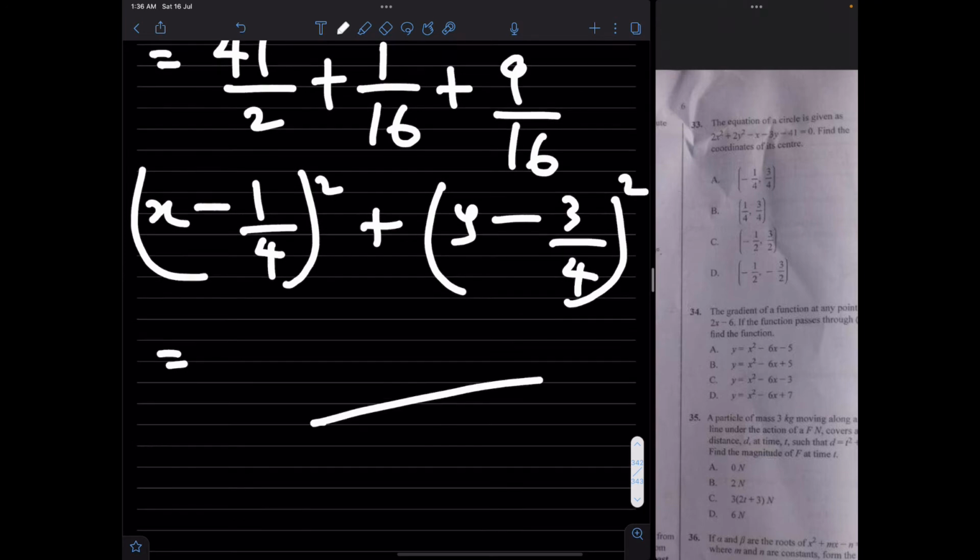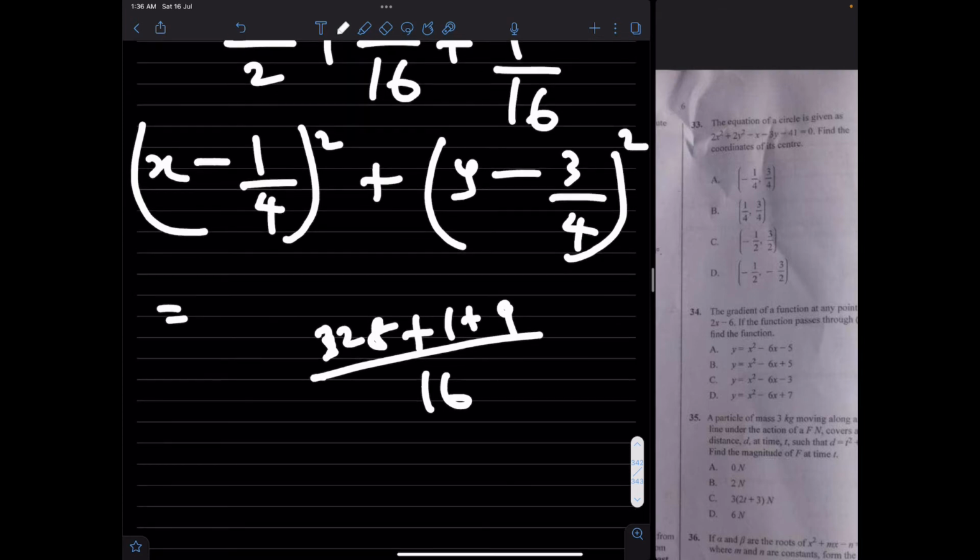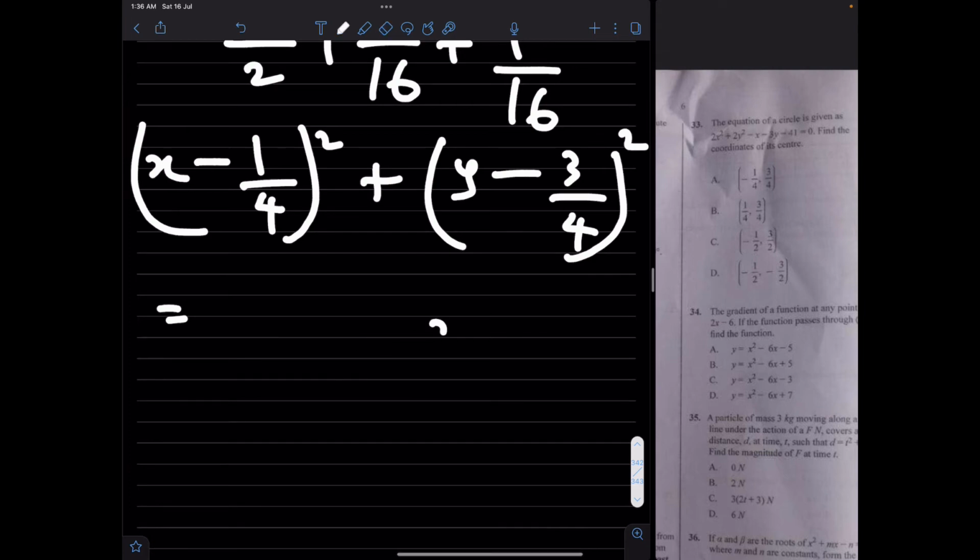What are going to be very quickly? The LCM is 16. 2 into 16 is 8, times 41, that's 328, plus 1 plus 9. Let's see, 8 times 41 is 328, so 329 plus 9 is 338. Let me be sure that's correct. 348 over 16.